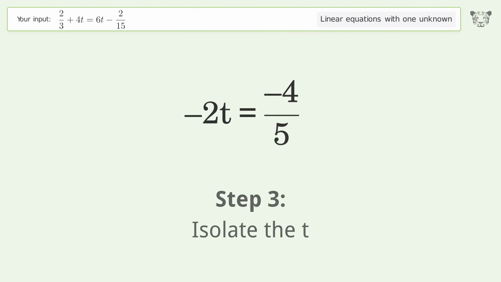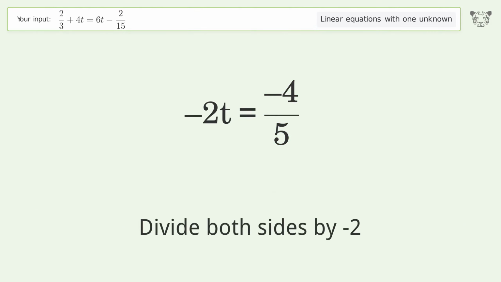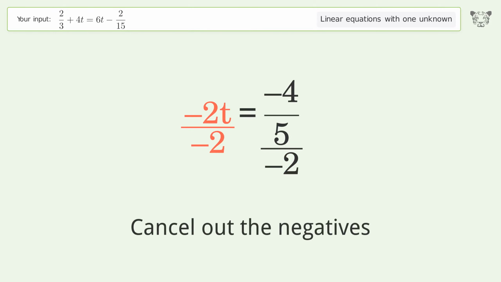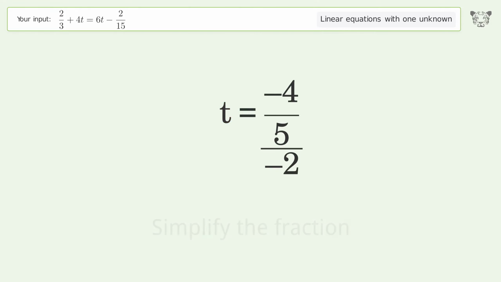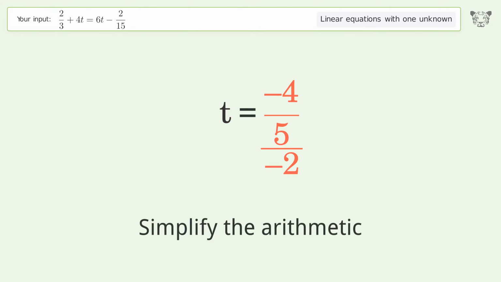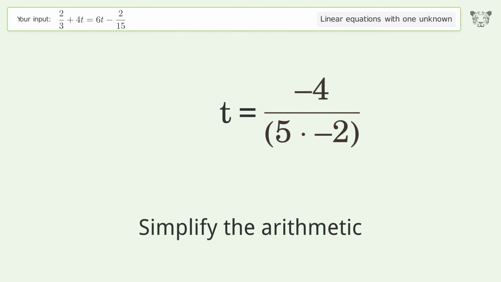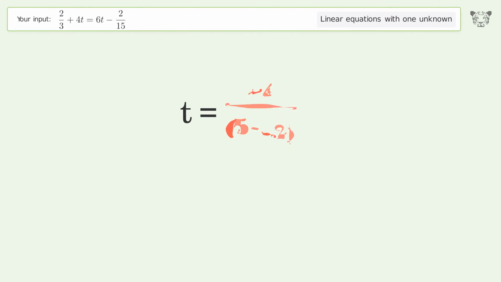Isolate the t. Divide both sides by -2. Cancel out the negatives. Simplify the fraction. Simplify the arithmetic. And so the final result is t equals 2 over 5.